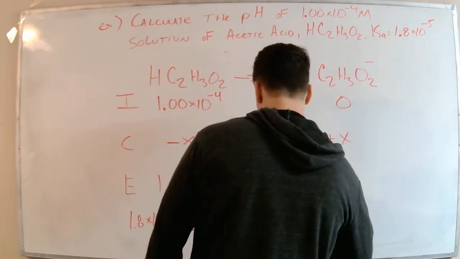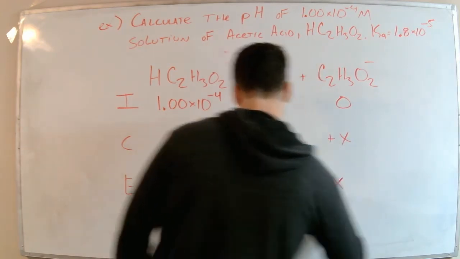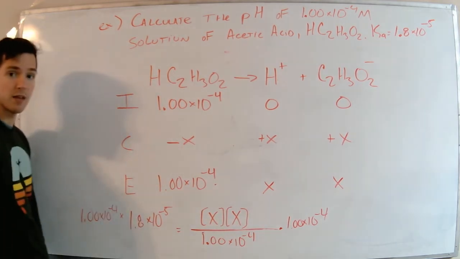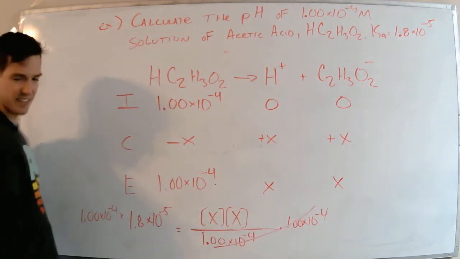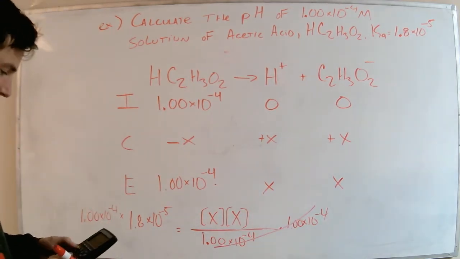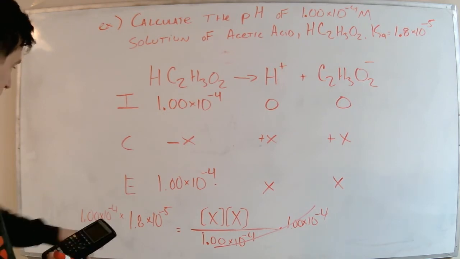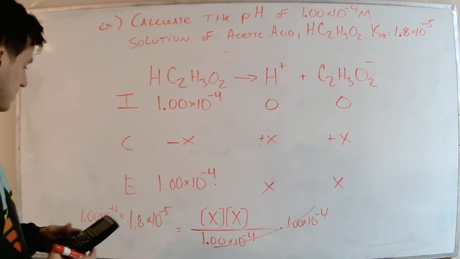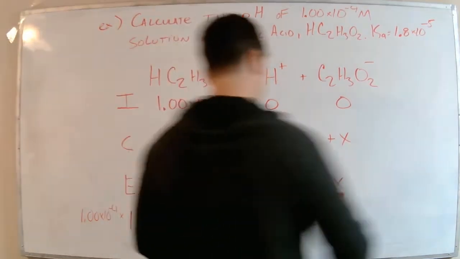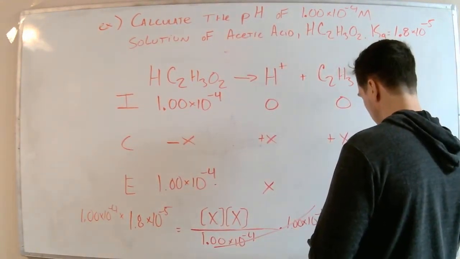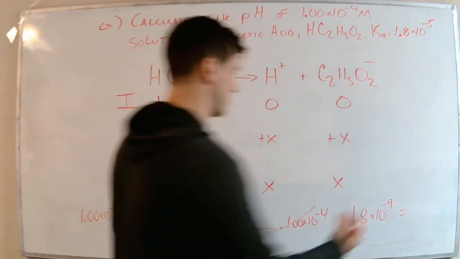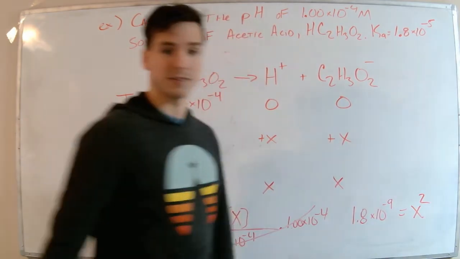We're going to multiply 1 times 10 to the -4th on both sides. That way this cancels out, and then this guy is just going to become x squared. But let's simplify this out as much as possible. So I'm multiplying 1 times 10 to the -4th times 1.8 times 10 to the -5th, and I get 1.8 times 10 to the -9th equals, and x times x is just x squared.